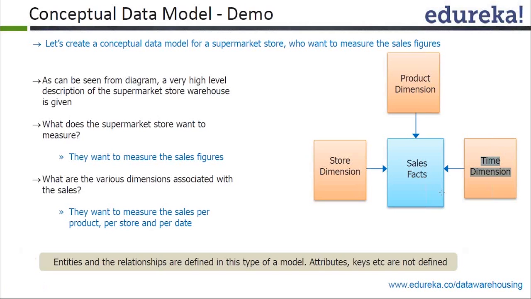What are the various dimensions associated with the sales fact? What different dimensions in which you want to see the sales fact? They wanted to measure the sales by customer, by product, so you added different dimensions. In this diagram, the entity and the relationship are defined, but the attributes, keys, etc., as I said, are not defined. So this will just give you a basic overview of the data model.